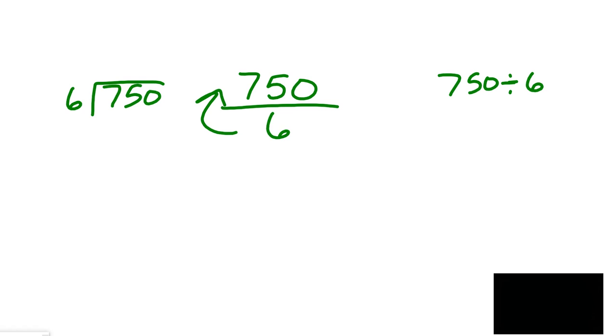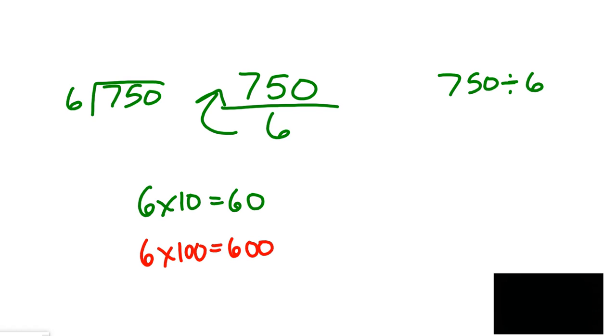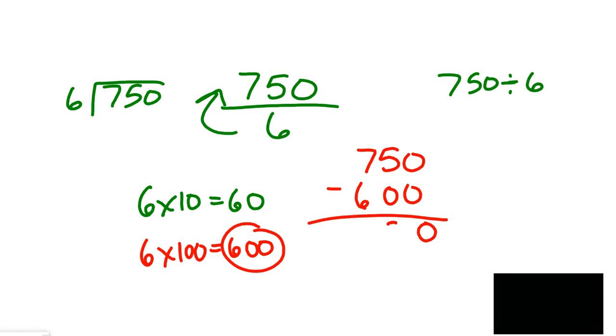A couple different ways you can do this. I like to start with a big number and multiply to take the value away from 750. So for example, we could do 6 times 10. That equals 60. Well, I could do more than that. I could do 6 times 100, which gives me 600. So now I'm going to take away 600 from my number above. So 750 minus 600, I'm going to get 150.